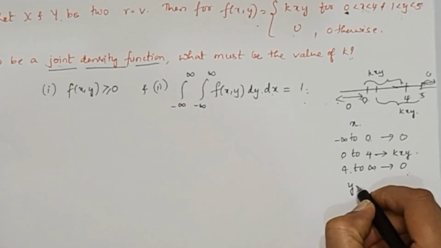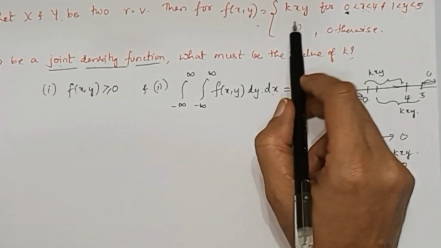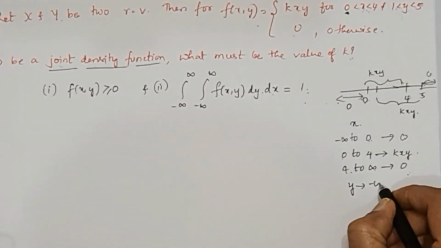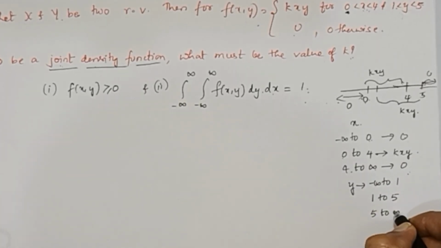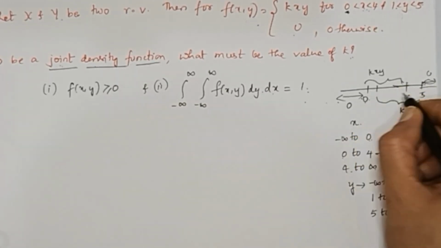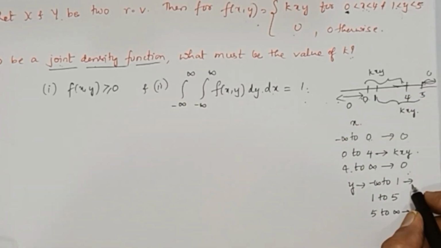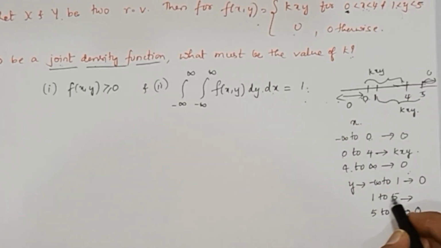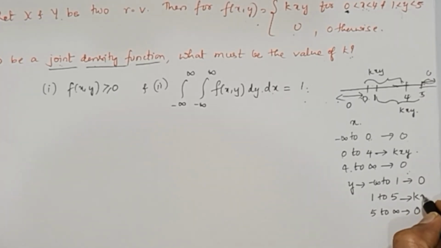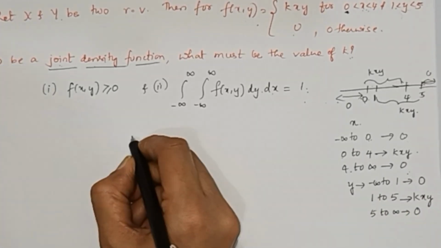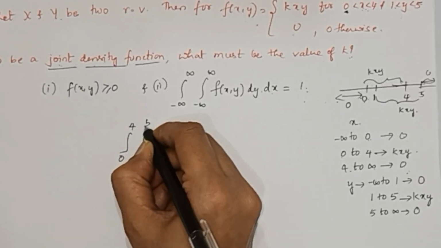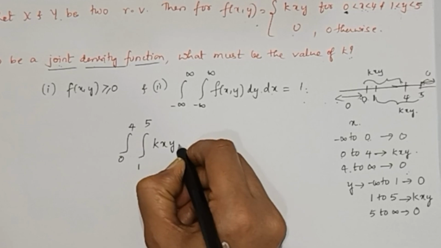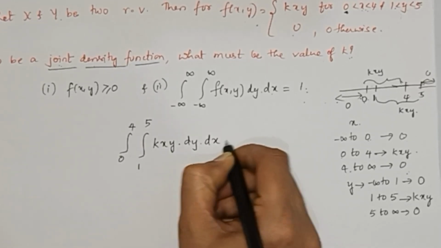Now, similarly for y, I'll split it as minus infinity to 1, then 1 to 5, then 5 to plus infinity. For greater than 5 the function is 0, and from minus infinity to 1 it is 0. Then 1 to 5, here the function is kxy. Therefore, by combining these, we get x limits 0 to 4, y limits 1 to 5, function is kxy into dy into dx, that is equal to 1.